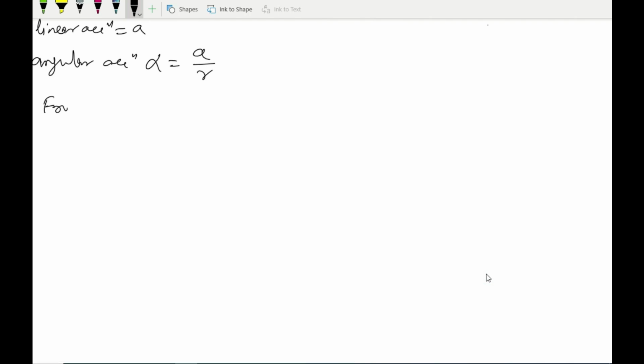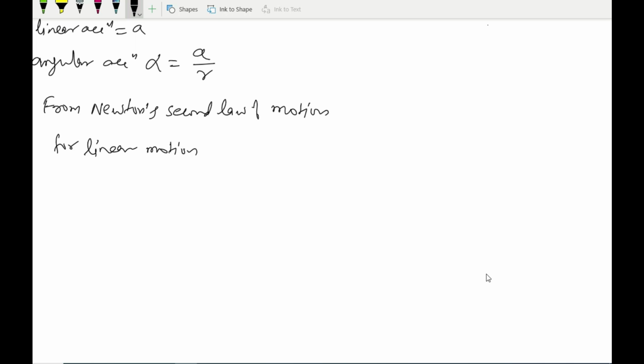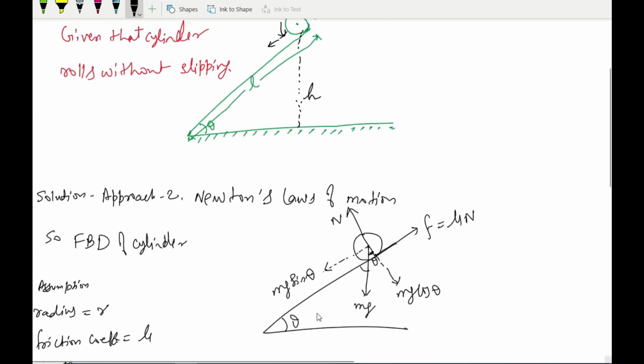From Newton's second law of motion for linear motion, net force, what is the net force here? See, mg sin theta is acting downward, down the plane, and friction F is acting up the plane. And finally, this is moving down. It means mg sin theta is greater than the frictional force. That's why it is moving down, right?